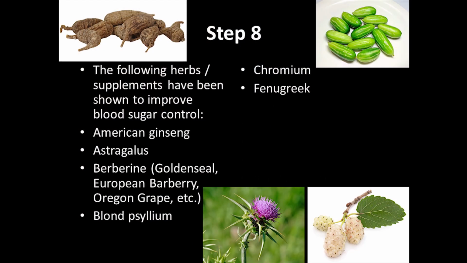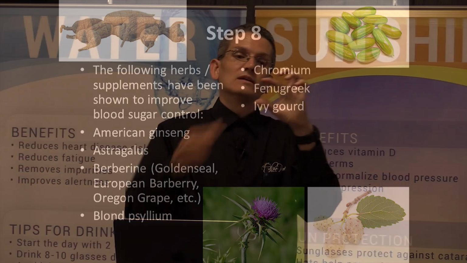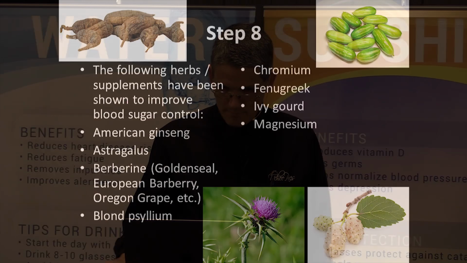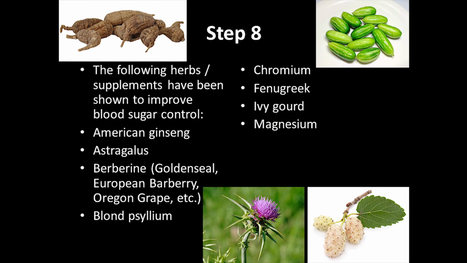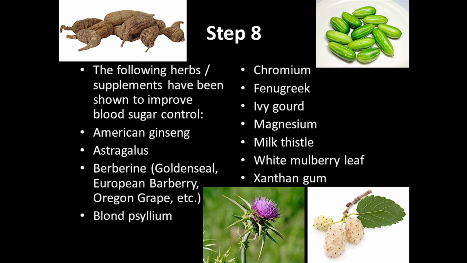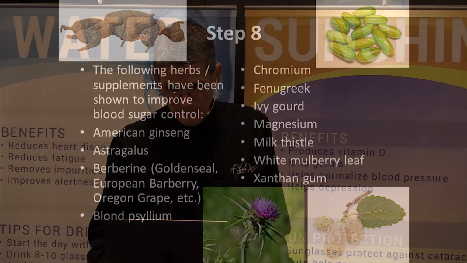on board. Fenugreek, ivy gourd, which is up in the top right corner there. It's almost like little tiny cucumbers. And magnesium as well has been shown to be helpful. Milk thistle, white mulberry leaf, and xanthan gum. All right, so these are a number of herbs that are beneficial to help with decreasing diabetes.